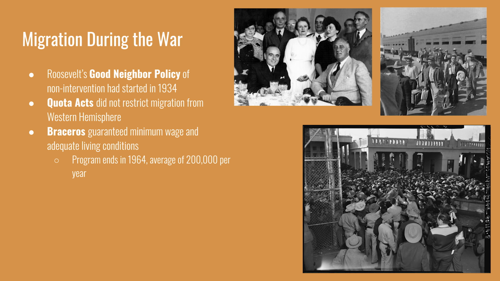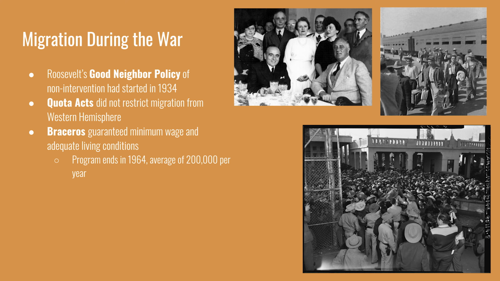The Quota Acts that had been passed in 1921 and 1924 did not restrict immigration from the Western Hemisphere. That meant that people from Mexico, Central America, and South America could continue to go back and forth in the United States and their home country as seasonal workers. Their numbers increased to fill the labor gap that was left by the Eastern Hemisphere's migration to the U.S., especially necessary as the U.S. braced for World War II.